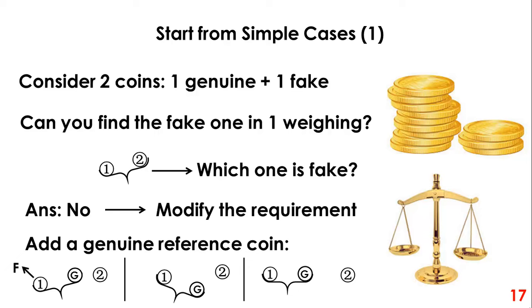In the first case, we know coin 1 is fake because we compare with the good one and it is uneven, so it is fake. Case 2, coin 1 is fake. Case 3, coin 2 is fake. So that's a very simple case. The 2-coin problem can be solved easily.